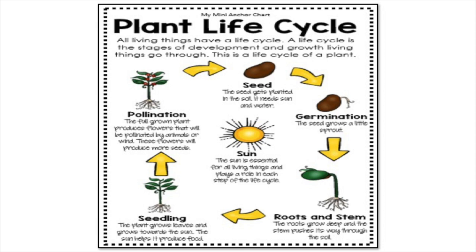Then after we've got roots and stem, we'll have seedling. Now, seedling is when the leaves begin to appear. You can see in this picture here that the seedling has the leaves. And then next, if the plant produces flowers, it produces flowers through something called pollination. It's pollen that helps produce flowers. But then, what's the final thing that happens to a plant? Now remember, a plant is a living thing. What happens to all living things in the end? Dies. Yes. A plant will die in the end. All living things will die. Any questions, guys? No. Okay.